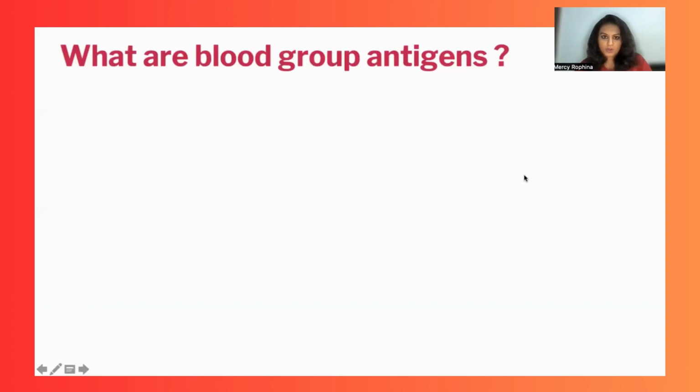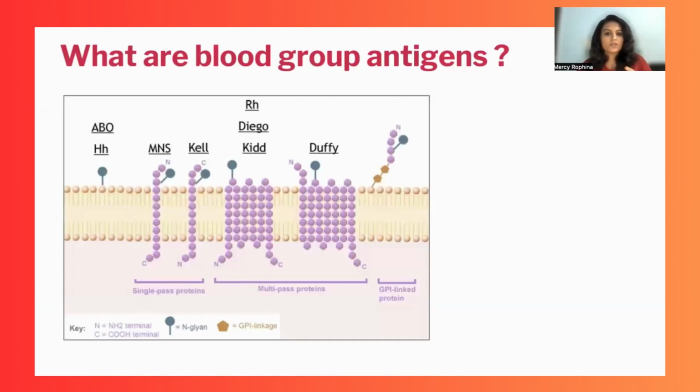Starting with our topic, like we had discussed in our introductory session, RBC antigens or the blood group antigens are expressed on the surface of human RBCs. And like we see in the figure here, there are various types of RBC antigens like the ABO, Bombay, RH, Diego, Duffy, which are expressed in a transmembrane fashion in the human RBC.